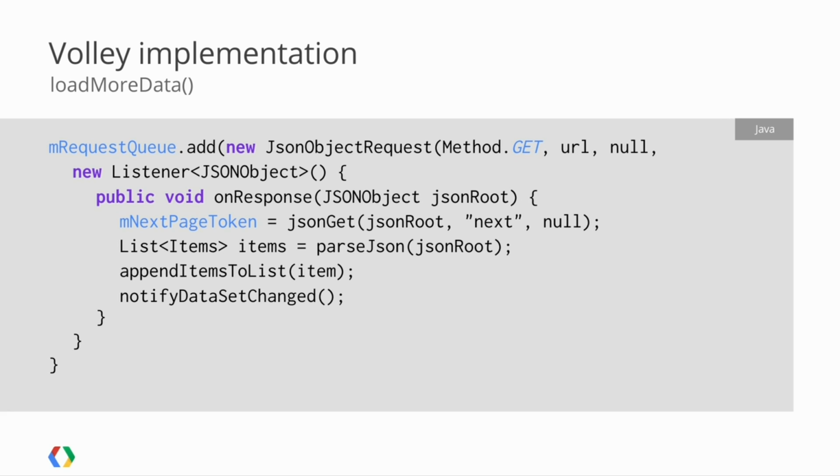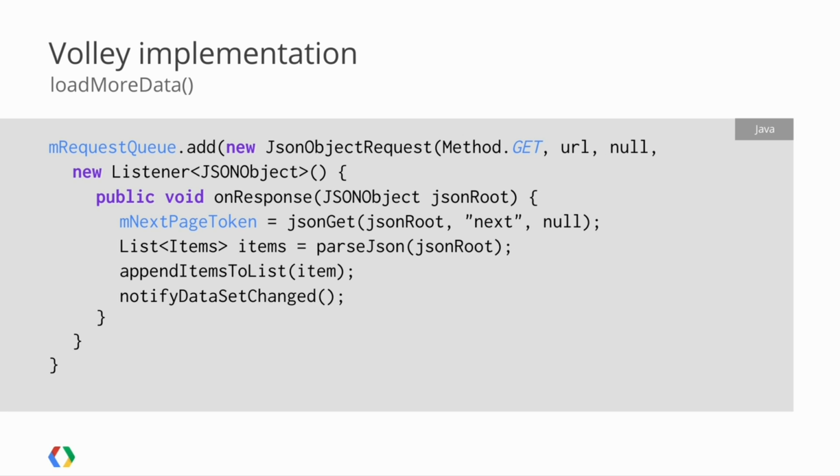OK, here's something dense. Here in the Volley version of loadMoreData, we make a JSON object request, which is one of the standard requests that comes stock in the Volley toolbox. And we add it to the queue. We provide it with a listener. And a listener is the standard callback interface you use for receiving your responses. And the response listener here looks a whole lot like the async task version in onPostExecute.